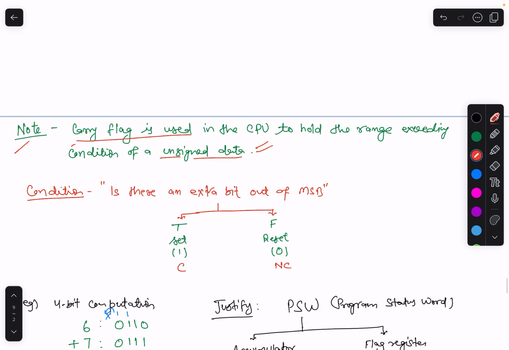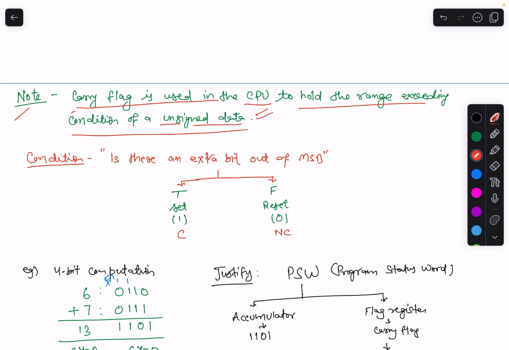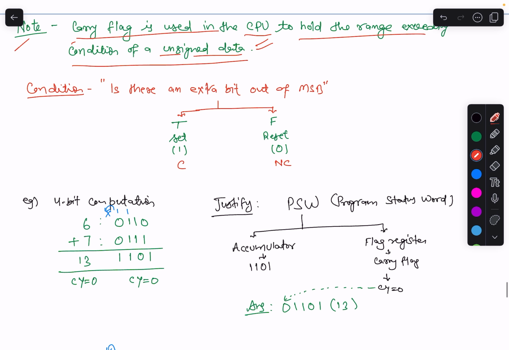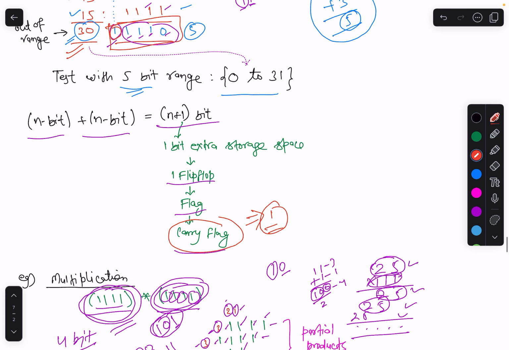So carry flag is used in the CPU to hold the range exceeding condition of unsigned data. Means if carry flag is 1, the range is getting exceeded. If it is 0, we can store the response in the same bit range. So this is the condition. Is there an extra bit out of MSB? That was the case in the addition example. If it is true, means it is set. If it is 1, then this is carry, and if it is false or reset or 0, then it is no carry.